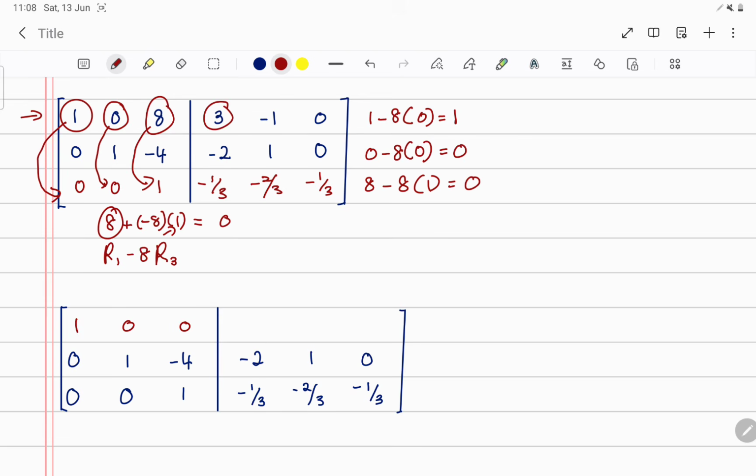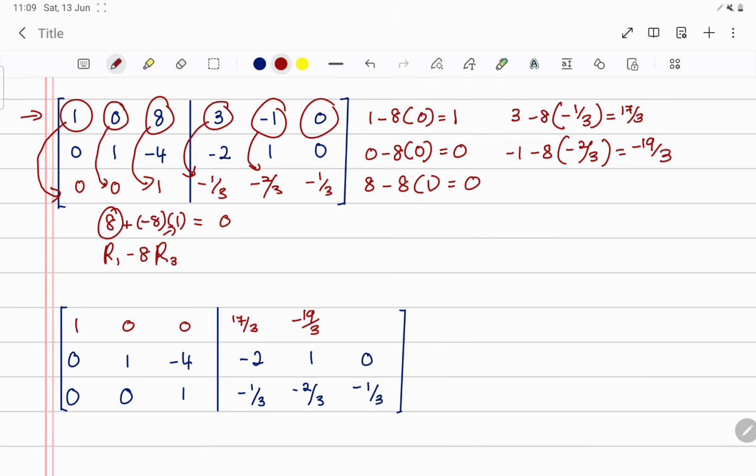The next one you have 3 minus 8 multiply with row 3, which is negative 1 over 3, and then you use the calculator, which you're going to get equal to 17 over 3. Then you put 17 over 3. The next one you have negative 1 minus 8 multiply with R3, which is negative 2 over 3. The answer is equal to negative 19 over 3.